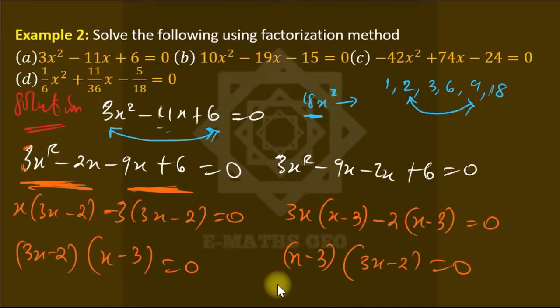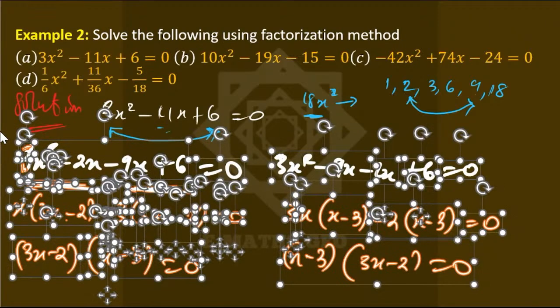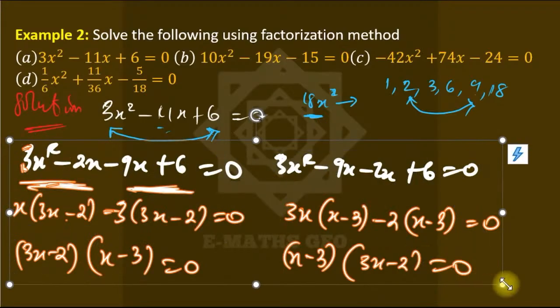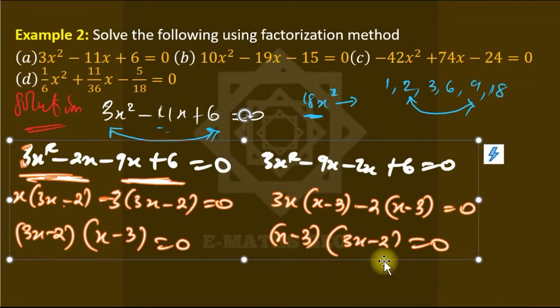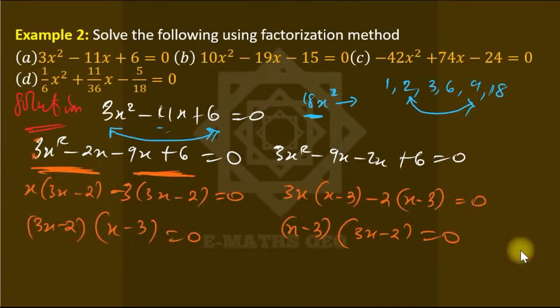So the final step: for the product of two numbers to be 0, what do you have to say? For the product of two numbers to be 0 means that one of the numbers must be 0. Like 2 times 0 is 0, and 0 times 2 is still 0. So any one could be 0, but we don't know which one.